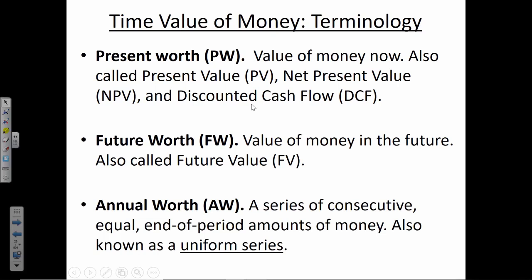Finally, we have problem types where we're trying to find a uniform annual amount. And so a uniform series or an annual series are consecutive payments. Consecutive meaning that there's no gaps. They happen year after year with no interruptions, and the amounts are equal. And of course, the end of period assumption also applies for annual worth problems.